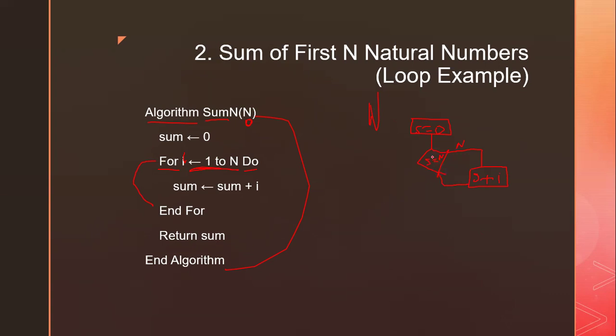Checking this condition: is sum equal to n? No. Continue. Is sum equal to n? No. We continue. But if sum is equal to n, which is true, then what we can do here is we stop and output sum. Then we end. So for ending, I think we put 0 there and we got 0 there, something like that.